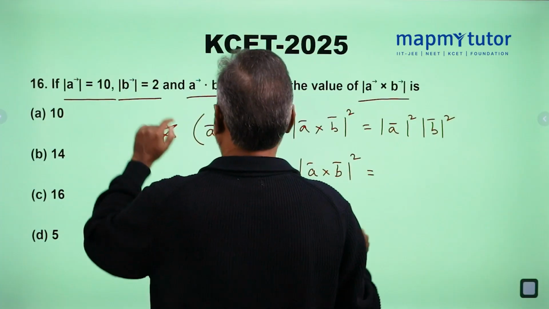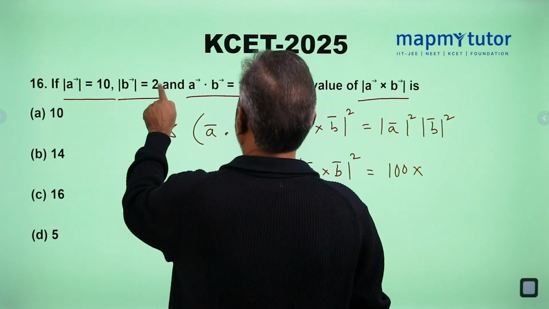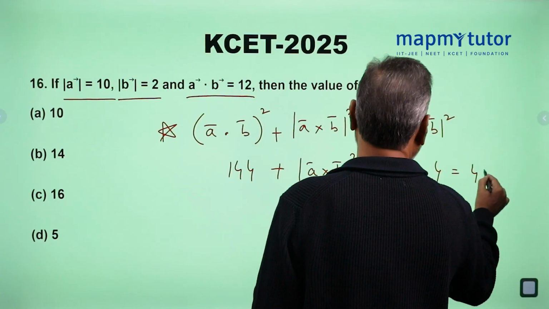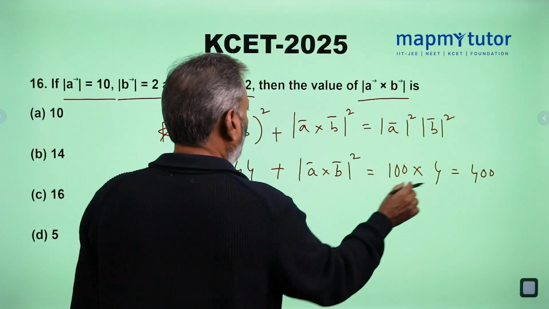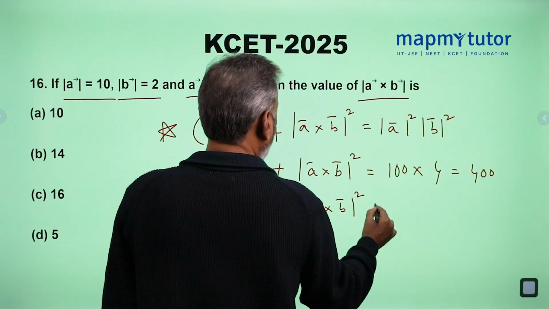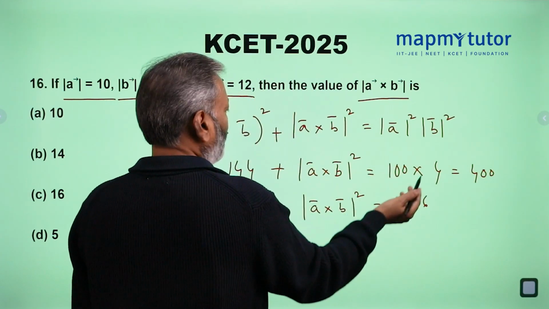And mod A square is 100, because mod A is 10. Mod B bar is 2, that means mod B square is 4. So, it is 400. And if you bring 144 to the right side, you will get mod A bar cross B bar whole square is how much? 256, that is 400 minus 144.